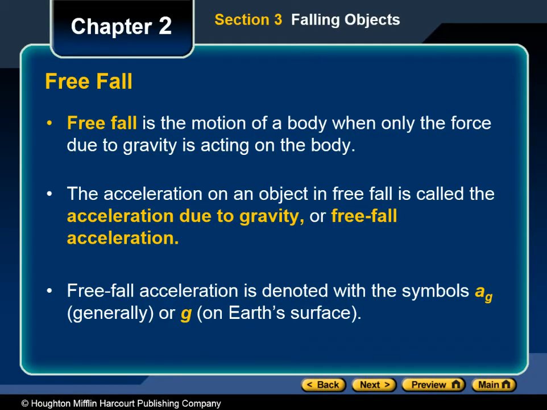Chapter 2, Section 3, Falling Objects. Free fall. On August 2, 1971, a demonstration was conducted on the Moon by astronaut David Scott. He simultaneously released a hammer and a feather from the same height above the Moon's surface. The hammer and the feather both fell straight down and landed on the lunar surface at exactly the same moment. Although the hammer is more massive than the feather, both objects fell at the same rate. That is, they traveled the same displacement in the same amount of time.